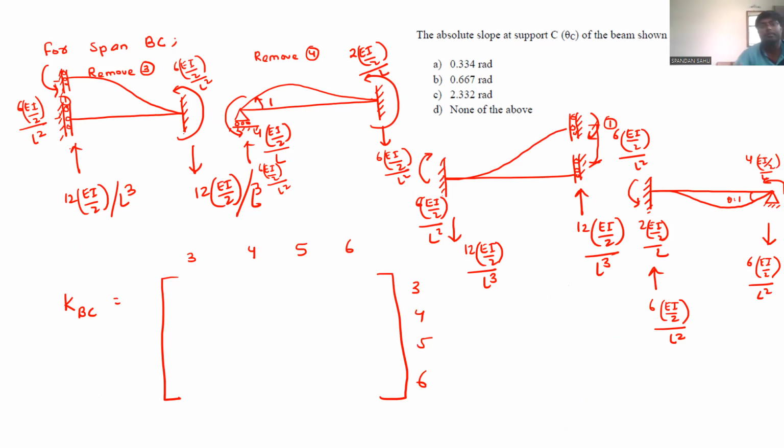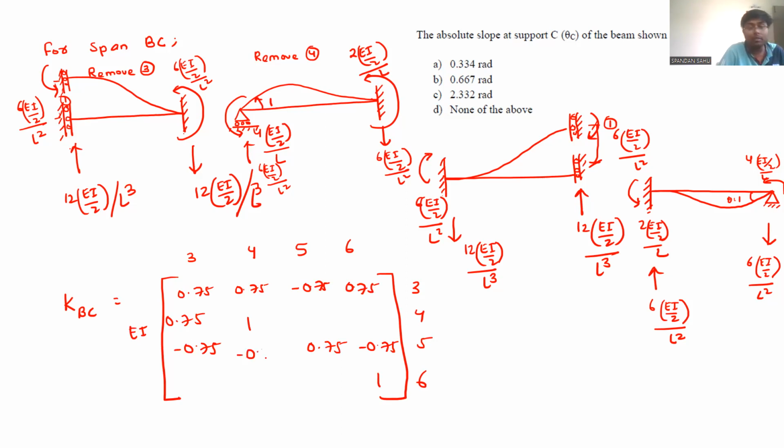So now the values I am writing directly will be 0.75, 0.75, minus 0.75 and 0.75, 0.75, minus 0.75, 1.75, 1, minus 0.75, minus 0.75, 0.5, EI 3 by 4, 3 by 16.